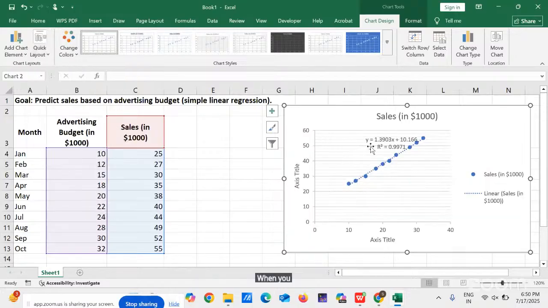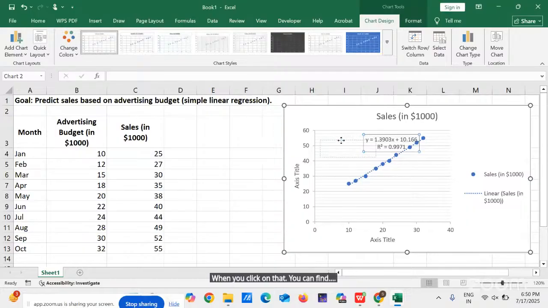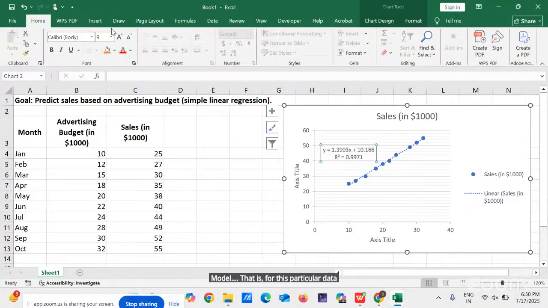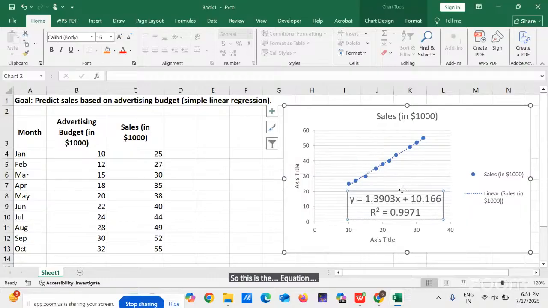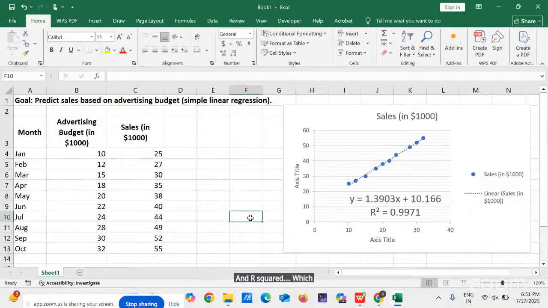When you click on that, you can find the equation framed for this particular model, that is, for this particular data. So this is the equation, and R square, which can be used for the interpretation, is in the form of y equal to mx plus c. You can write it according to our way, y equal to beta naught plus beta 1 x. I'll give you 5 minutes. I would like everyone to try and see on the system, those who are performing. I'll wait for 5 minutes. You can perform and see.